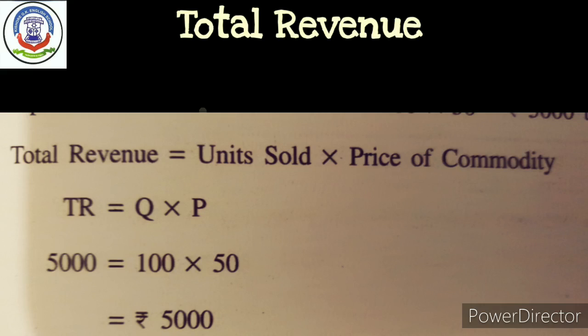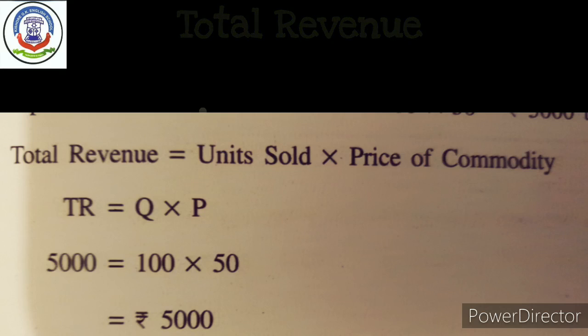A firm's total income is based on two things: first, price per unit, and second, total sale. In formula, total revenue is equal to units sold multiplied by the price of the commodity. TR is equal to Q multiplied by P. For example, 100 units sold multiplied by price rupees 50 is equal to 5,000 rupees total revenue.